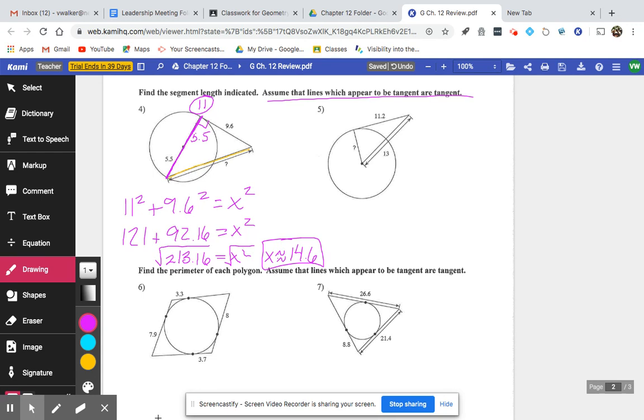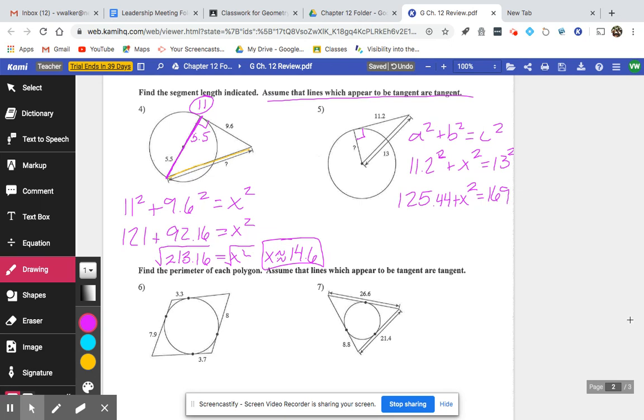Number 5, we're going to approach it the exact same way. I'm going to assume that this is a right angle, and we're going to use the Pythagorean theorem. So once again, a squared plus b squared equals c squared. So 11.2 squared, there we go, plus x squared equals 13 squared. 11.2 squared is 125.44 plus x squared is 169.